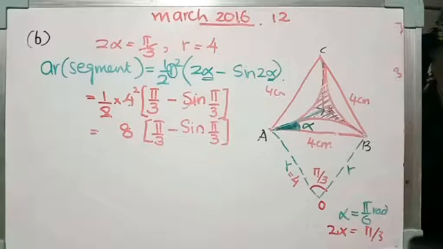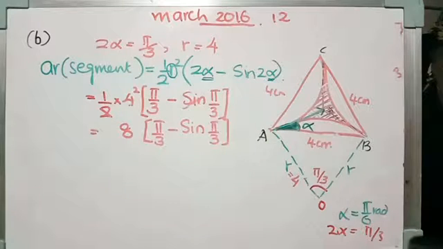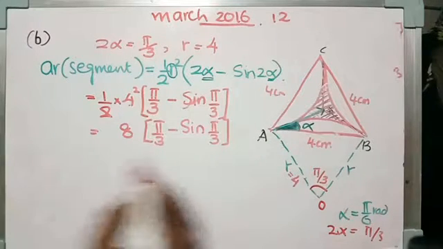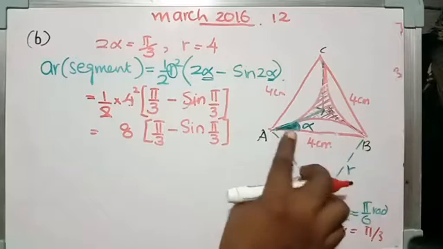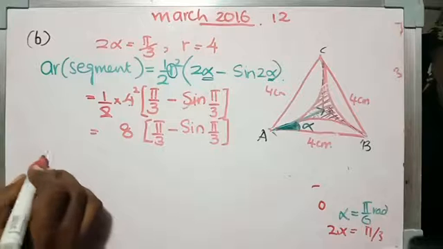When we are finding the area of all the 3 segments, it is multiplied by 3. Okay, let's find that finally. Now let's find the area of equilateral triangle.